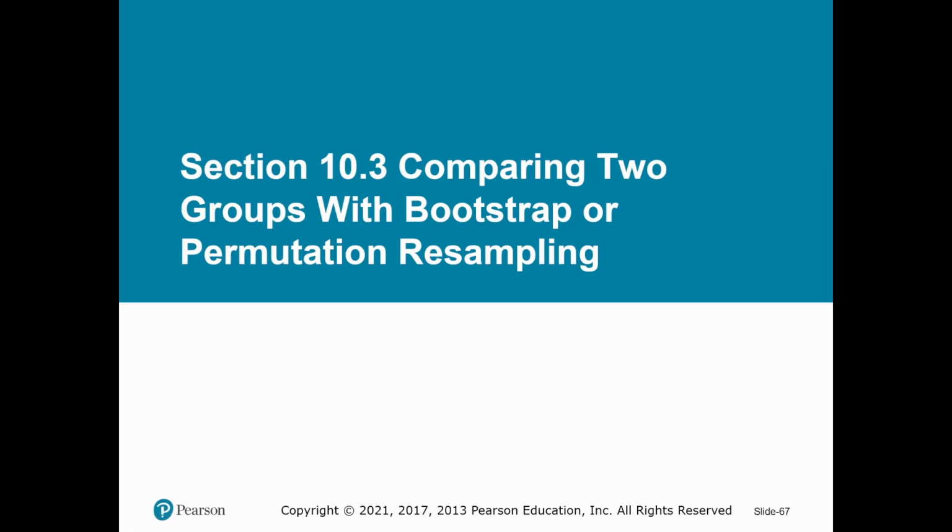Oh, this is great. Comparing two groups with bootstrap or permutation resampling. This is modern. This is modern statistical practice. This is great. Thank you, Alan Agresti.